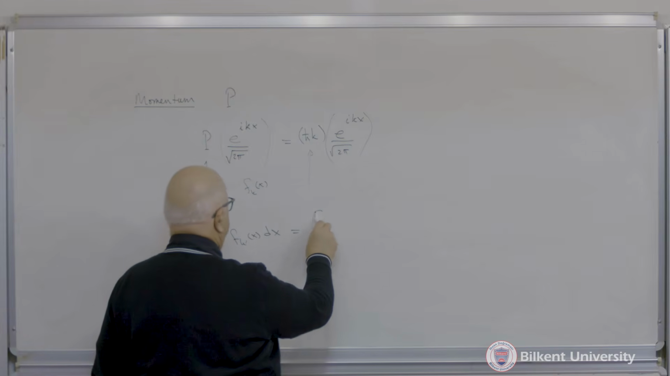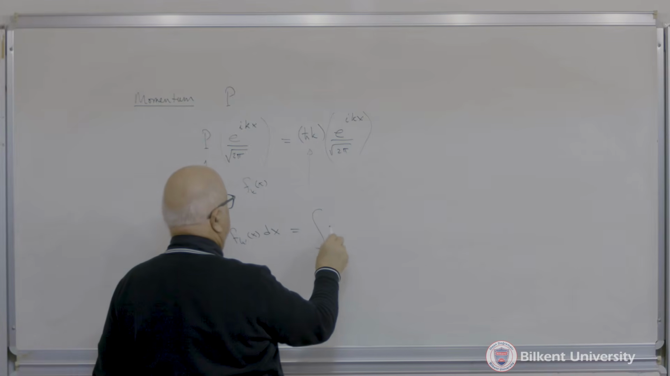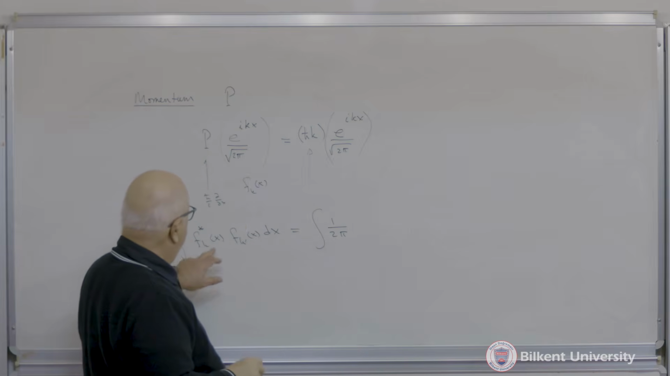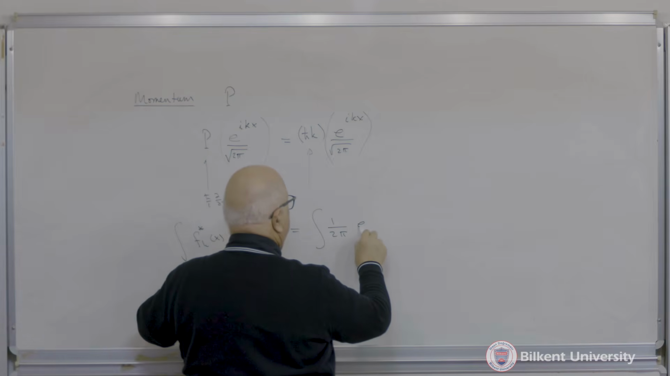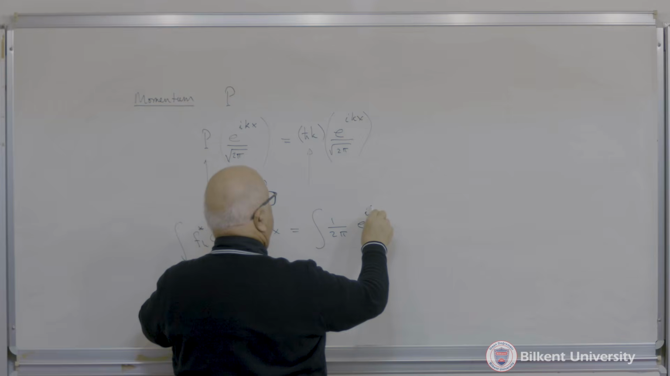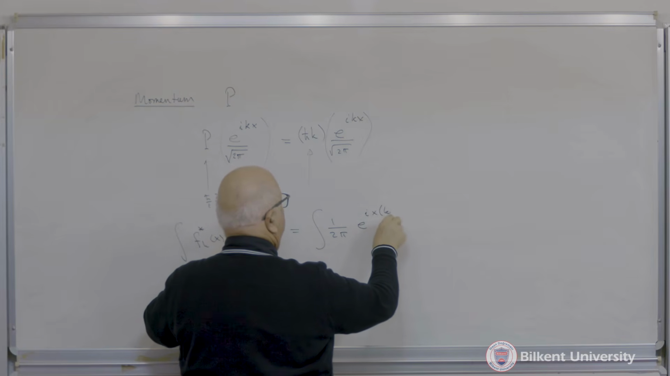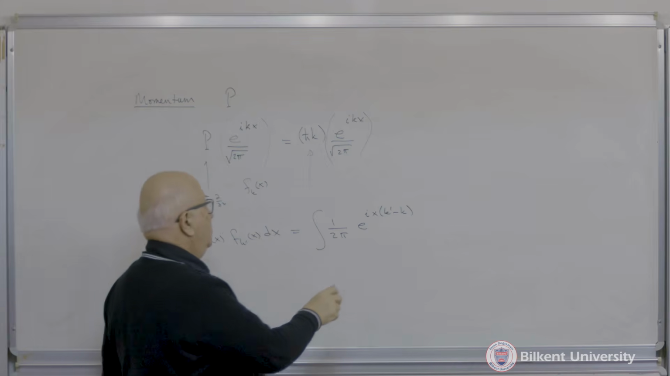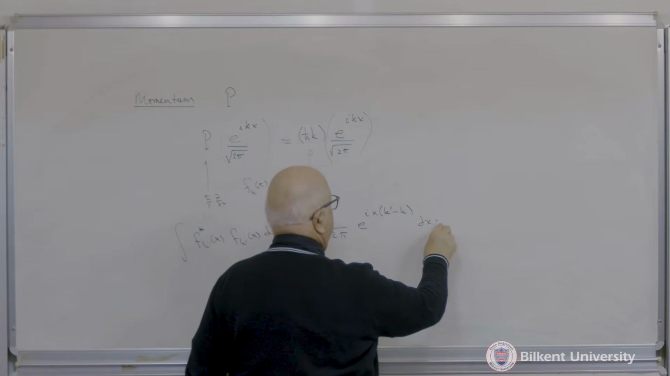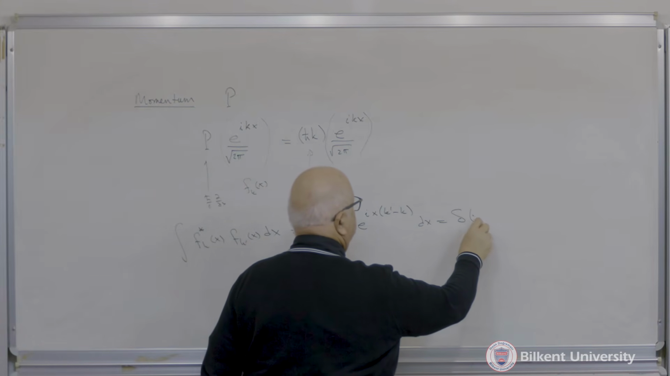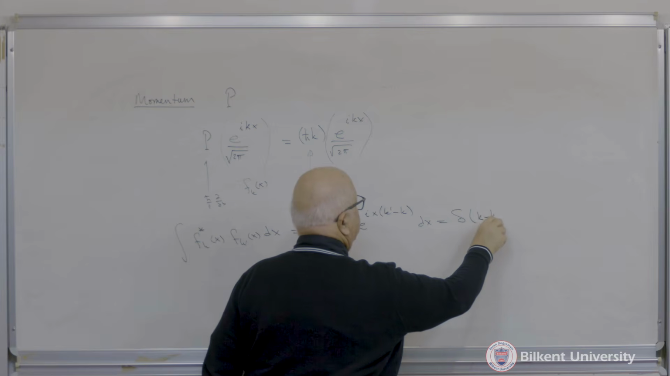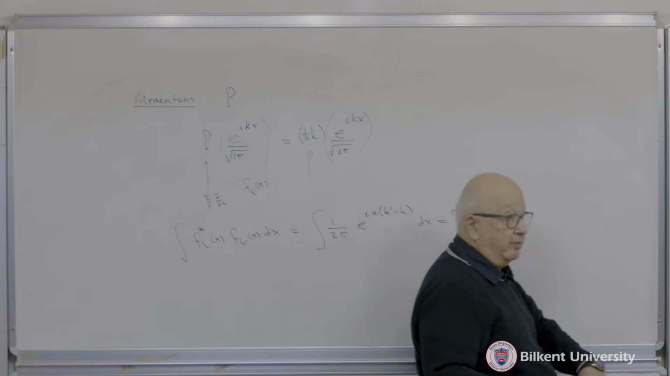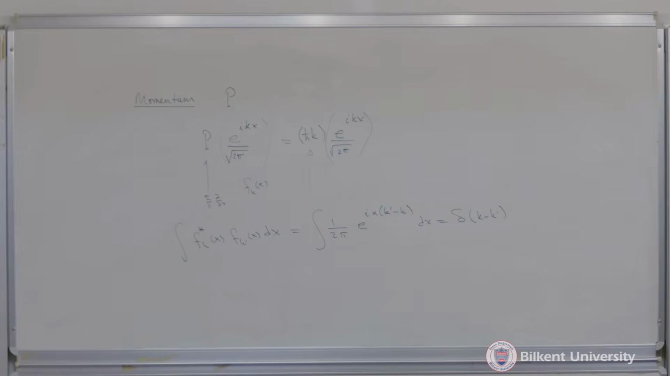So what is that? Well, 1 over square root of 2 pi from both of them gives me 1 over 2 pi. Then it's going to give me e to the i x (k prime minus k) dx. And indeed, the inner product is delta k minus k prime. Delta k prime minus k and delta k minus k prime are the same because the delta function is an even function.